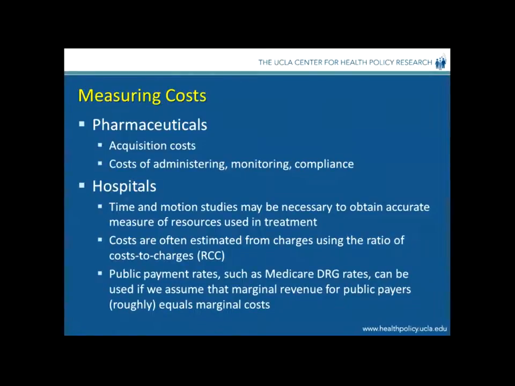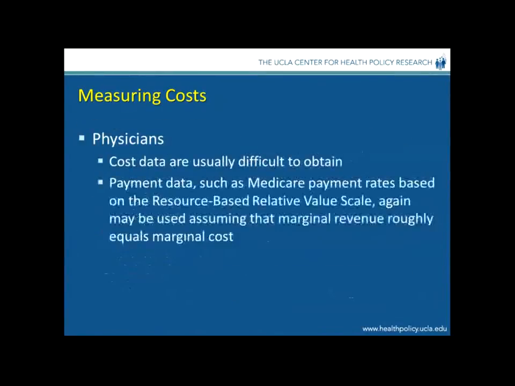Another thing that you can do if you're working with hospital data is to impute the cost using something like Medicare DRG rates, where you assume that Medicare is basically paying the cost of care, and there's good data to support that Medicare is roughly paying the cost of care, so Medicare DRG payments are not a bad proxy for the cost of hospitalization.